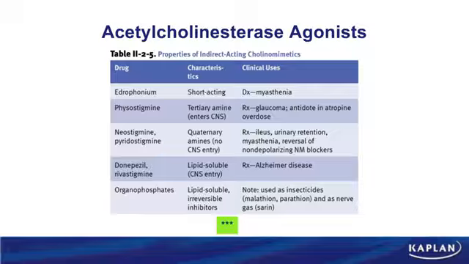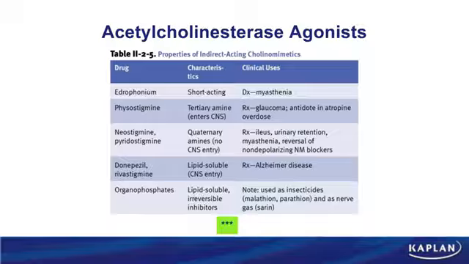Whereas neostigmine and pyridostigmine are quaternary amines. That means they have an extra hydrogen in their structure, giving them a positive charge. These drugs are very water soluble. They don't enter the CNS. So there's the difference between those three drugs.